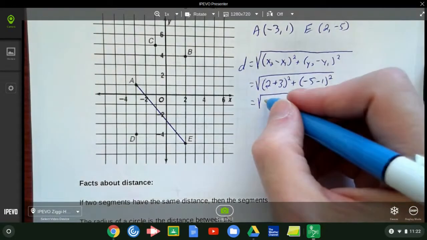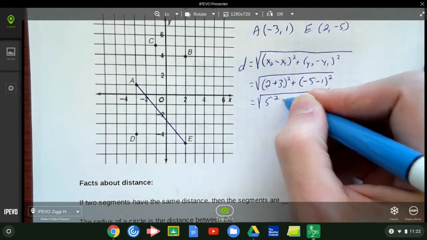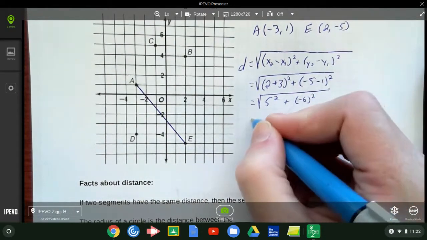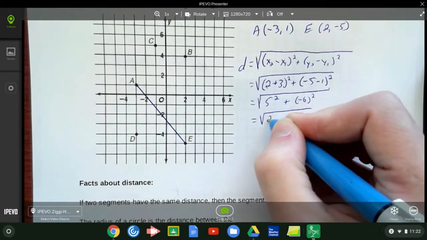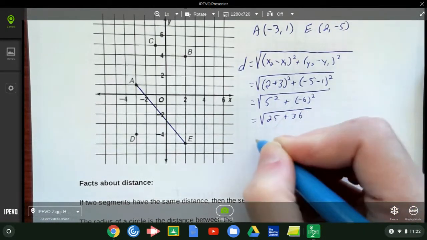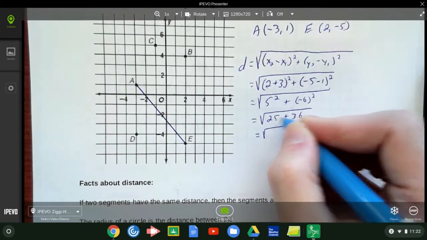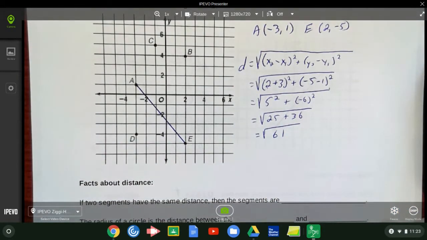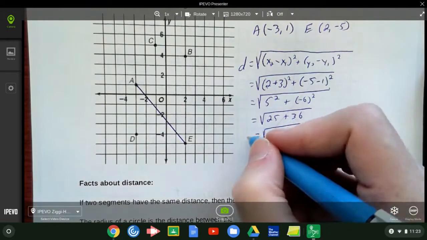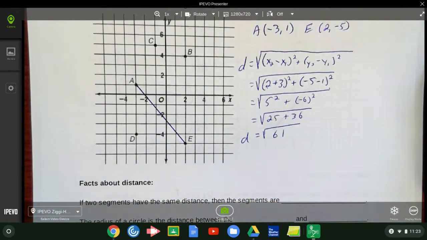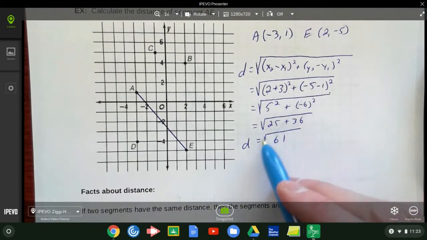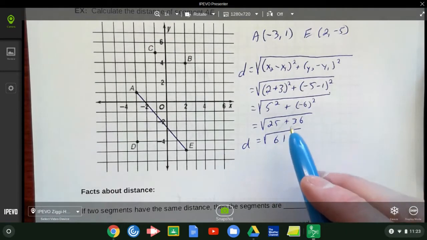So 2 plus 3 is 5 squared. Negative 5 minus 1 is negative 6 squared. So that's 25 and 36. That's going to give me 61. And I don't think 61 breaks down at all. So there is our distance, the square root of 61. Don't be surprised if this can simplify. Always simplify it.